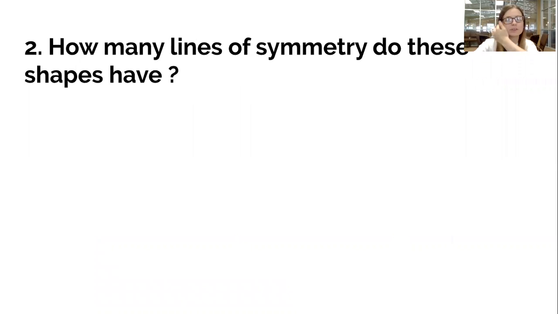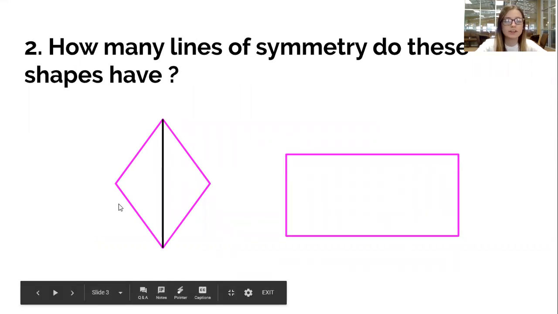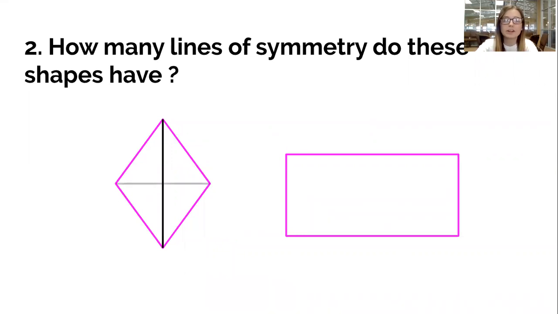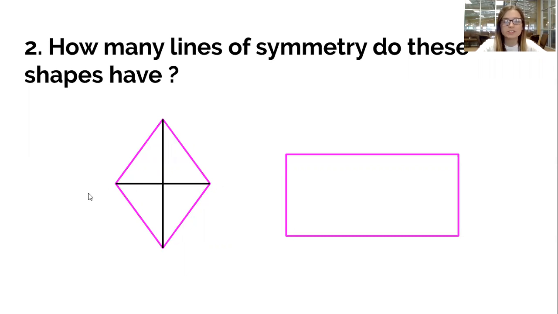How many lines of symmetry do these 2 shapes have? So we have a diamond and we have a rectangle. A line of symmetry is a line where we can fold the image and have both halves match exactly. If they fold over, they match. So our diamond has one line that goes down the middle, and these 2 halves can be folded over and they will match exactly. But it also has another line that goes from right here to right here.